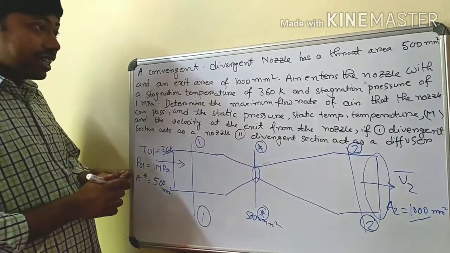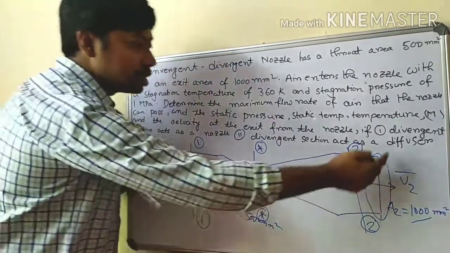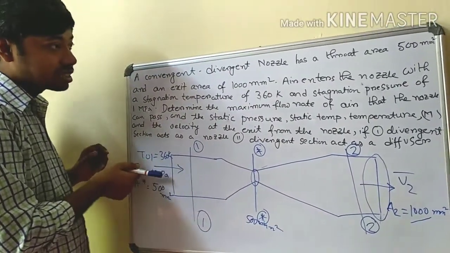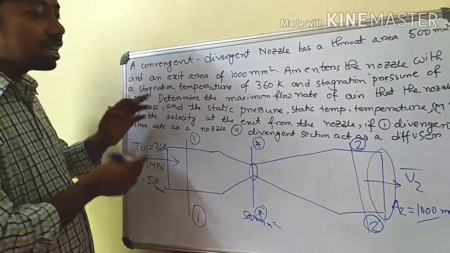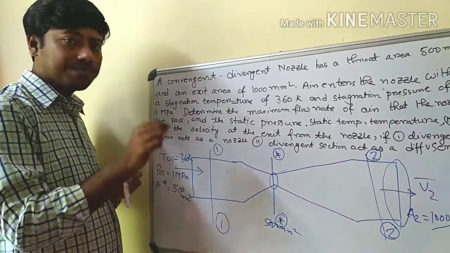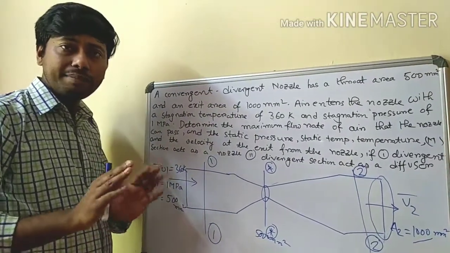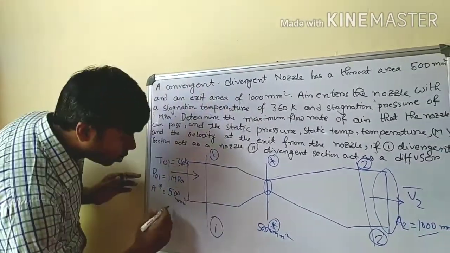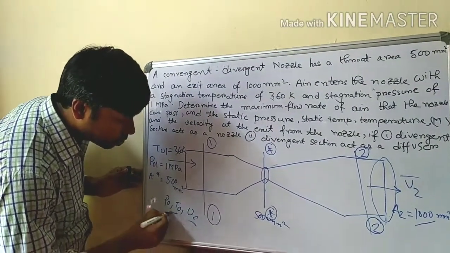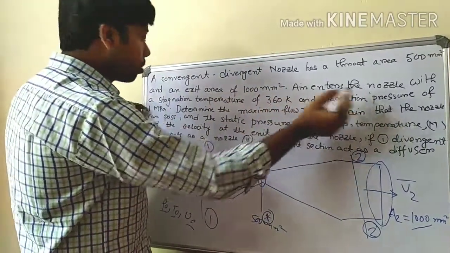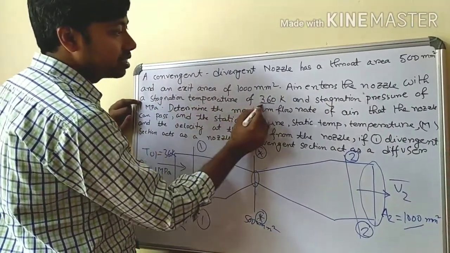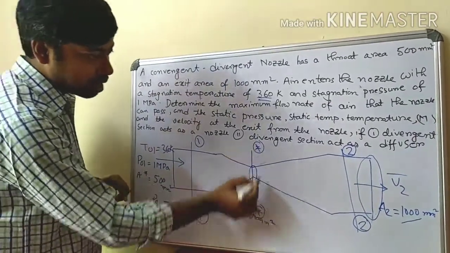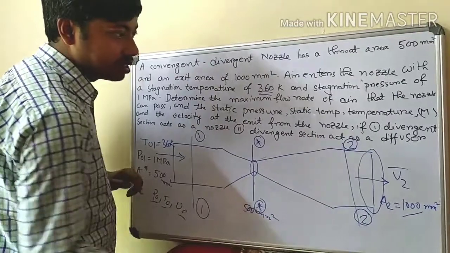Now air enters the nozzle. This is the inlet, this is the exit, and this is the throat. This is the convergent section and this is the divergent section. So air enters through these sections, the nozzle, with a stagnation temperature. You know that stagnation properties like pressure, temperature, volume are denoted with P0, T0, V0, with subscript zero. Now air enters the nozzle at a stagnation temperature of 360 Kelvin. The cross-section marked 1 is the inlet, the star indicates the throat section, and 2 indicates the exit section.